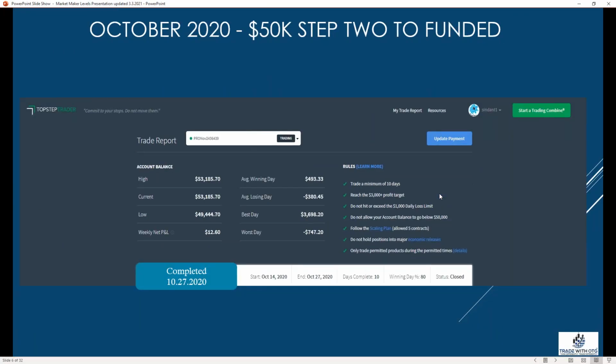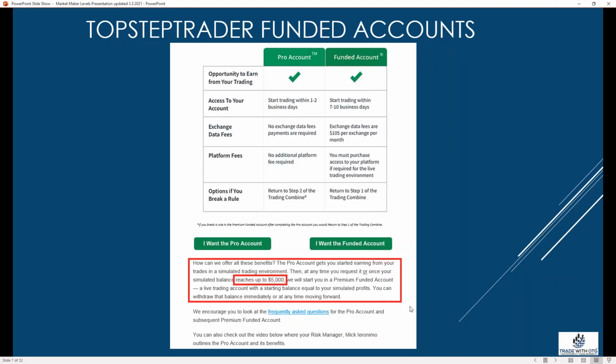Now, October of 2020, we took the 50K step 2 to the funded account, and this is the result of that, right? So our P&L high was 3185. Our average winning day was 493, average losing day 380, and we had a check mark next to all of the green criteria. We did this in 10 trading days, right? So we went from step 2 to funded account in the minimum amount of time, which is 10 days, with an 80% win rate.